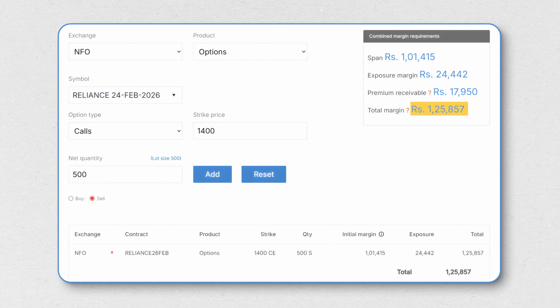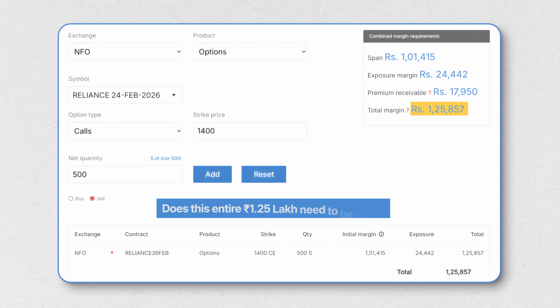The natural question that follows is, does this entire 1.25 lakh need to be in cash? That's what I want to address next. To understand the cash requirement rules, we need to understand the concept of pledging, something I covered in detail in episode 7. If you're new to this idea, I strongly recommend watching that episode first.